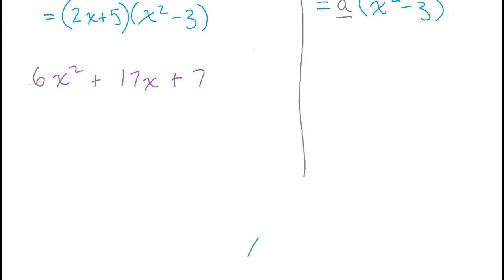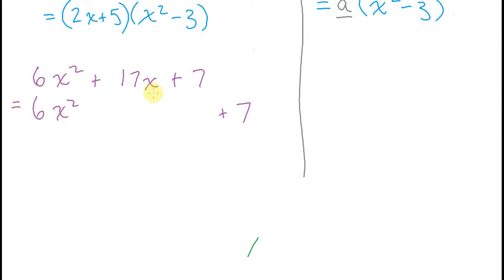You could just do it by guessing and checking, and that's what I do most of the time. I would just guess and check. But you could also try factoring by grouping. So if we can get it so the beginning part and the last part have a common factor, then we can take out a common factor. So let's think about this here. Is there a way to split up the middle term so that we'll get a common factor?